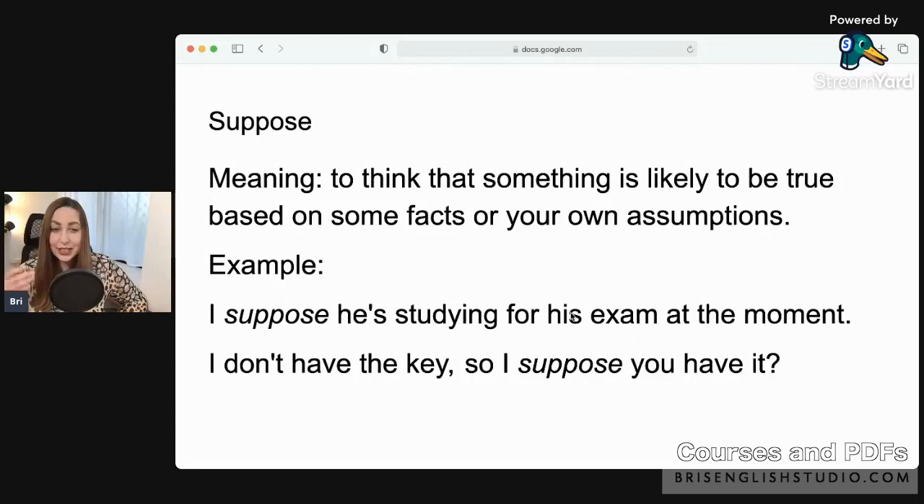Let's review suppose. We learned suppose in the last lesson, but let's just quickly review it. The suppose that we're looking at in this lesson is when you think that something is likely to be true based on some facts or your own assumptions. So there might be some facts, or just your imagination or your feeling. In American English, a very similar word to suppose is guess.